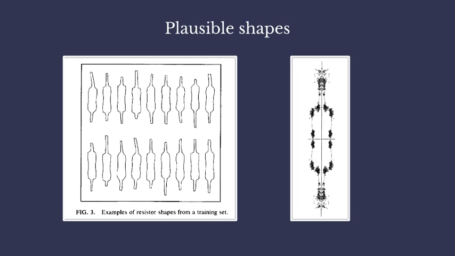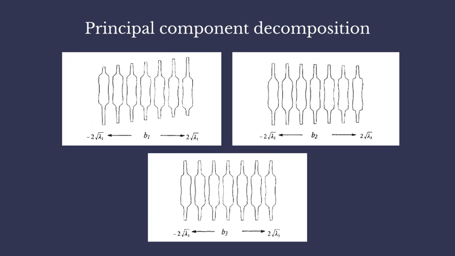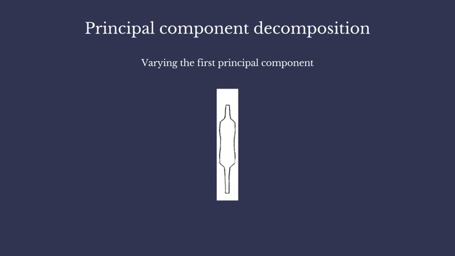These directions are computed by performing principal component analysis on the example set. A subset of principal components is picked out to approximate the space of possible shapes. By varying the strength of each component, we can generate new shapes.